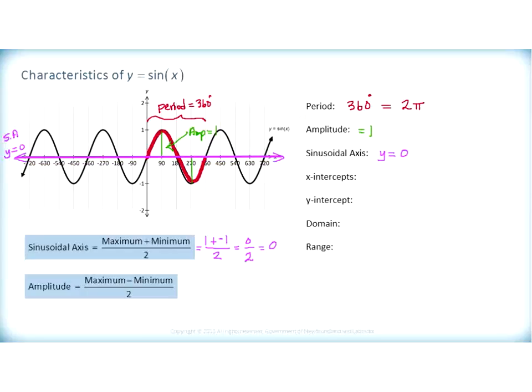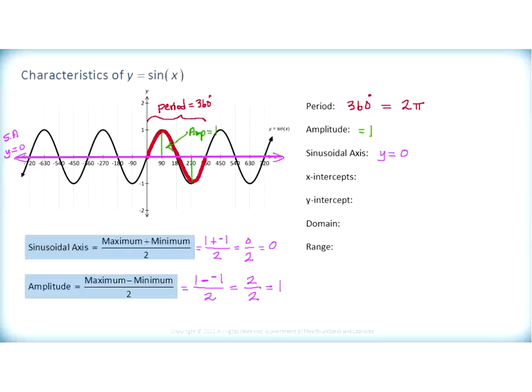The amplitude can be determined by taking the maximum value of the function minus the minimum value of the function, divided by 2. The maximum value of the function is 1, and from that we subtract the minimum value of the function, -1, divided by 2. 1 minus -1 is 2, divided by 2, which equals 1. So that corresponds to the amplitude of the function. Notice that the x-intercepts here occur at 0, 180, 360, 540, 720.